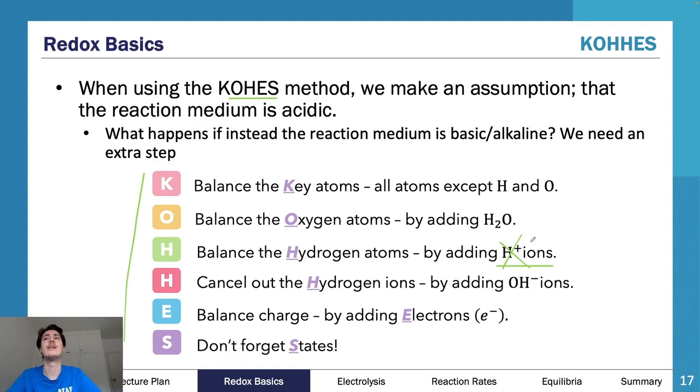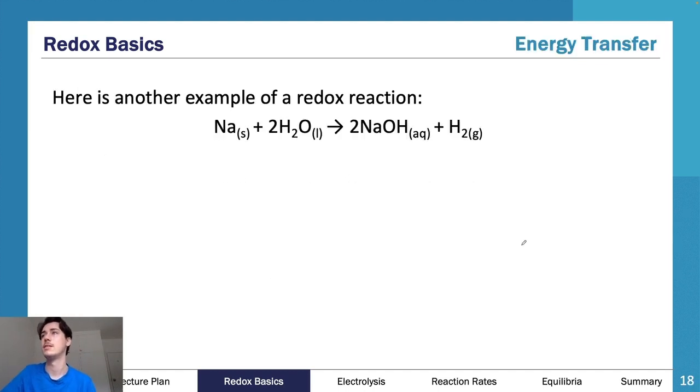So really important here, this is only a method. This is the only time you would use this method: if you are told it is a basic or alkaline environment, and that is super duper important. Everything else is the same. It's just this extra step of adding OH ions. They will combine with the H pluses to form water, and that's what you get.